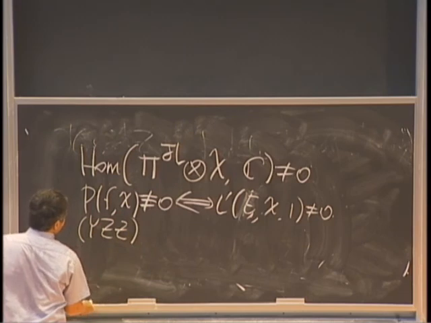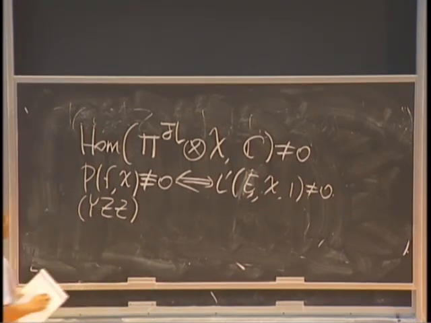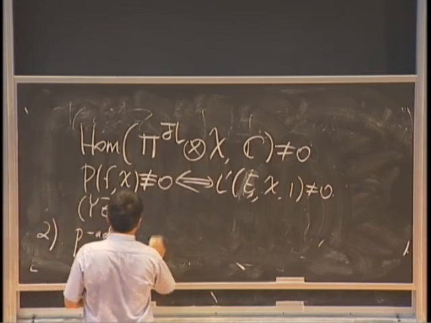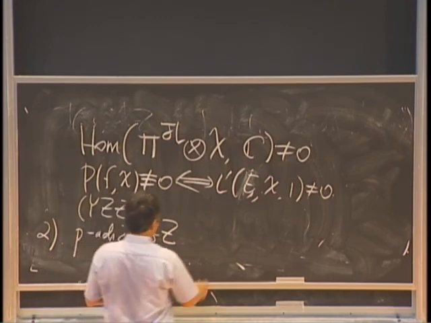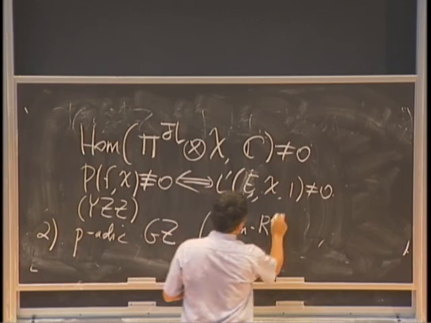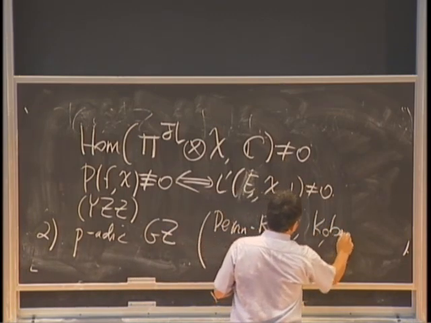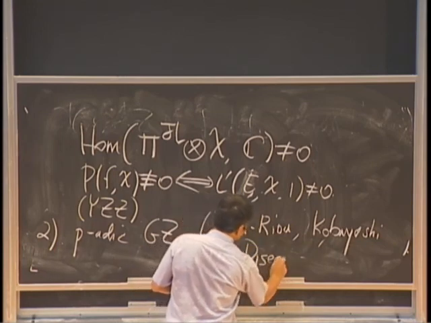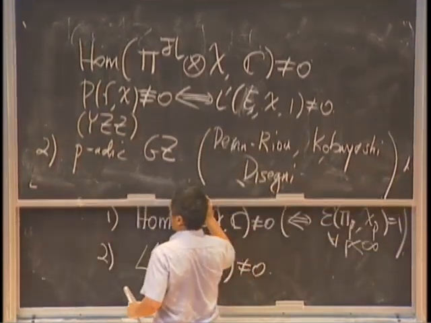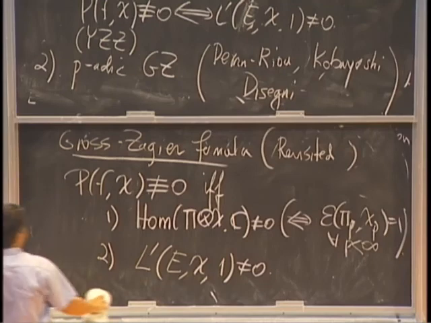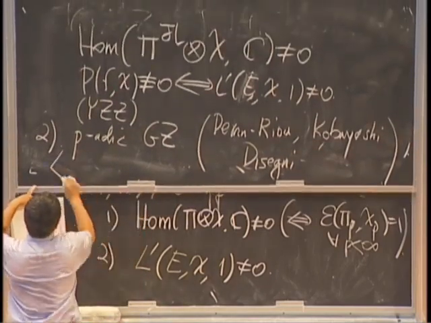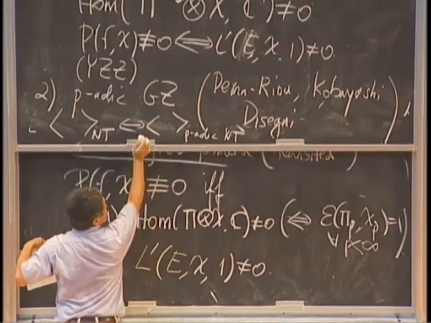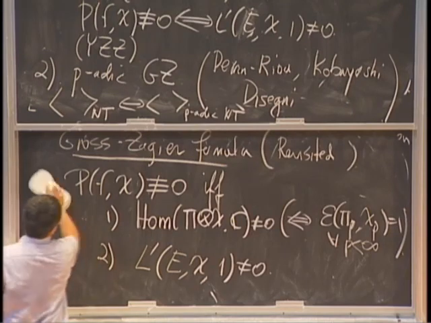Xinyi Yuan, Wei Zhang, and myself. The second one, you have a periodic Zagier formula. The classical setting is done by Perrin-Riou and Kobayashi, whatever. And this generality is probably in progress by Zagier. So here you just replace the Néron–Tate height pairing by the p-adic Néron–Tate height pairing. So the height function will be some p-adic height function.